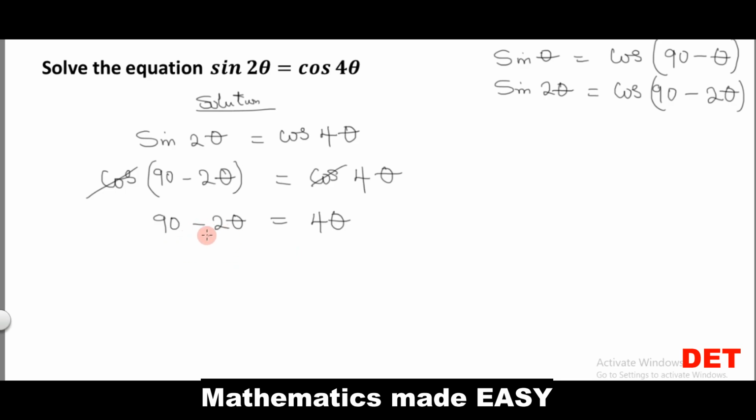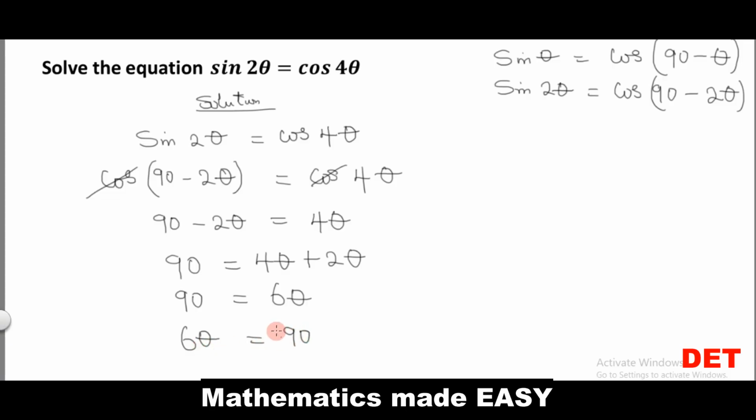So what I'm going to do next is to collect like terms. I will take this minus 2 theta to the other side of the equation, and that will become plus 2 theta. So this will be 90 is equal to 4 theta plus 2 theta. When this minus 2 theta crosses, it becomes plus. So 4 theta plus 2 theta will give us 6 theta.